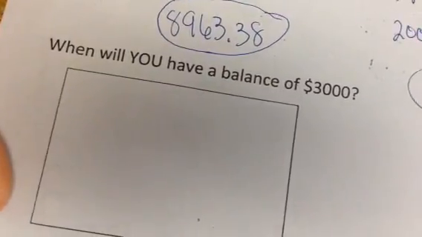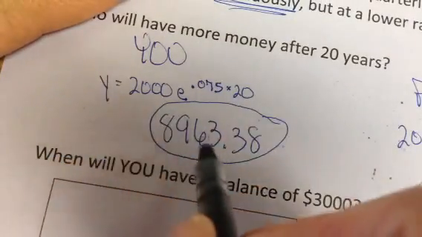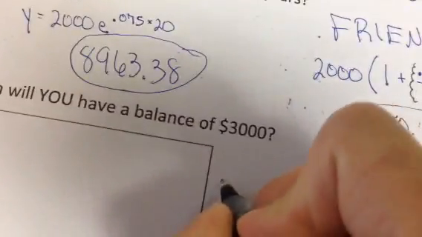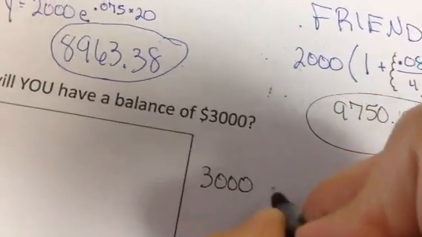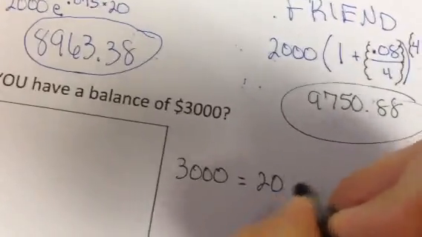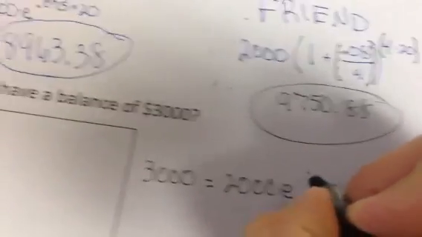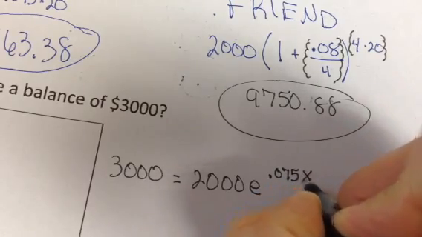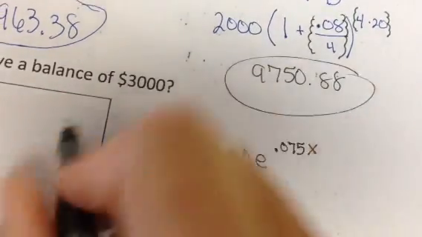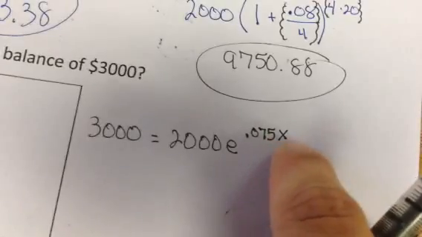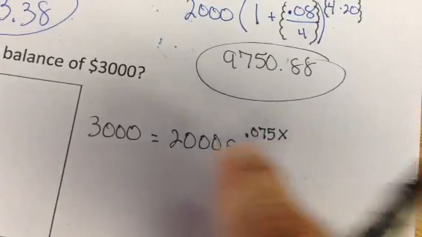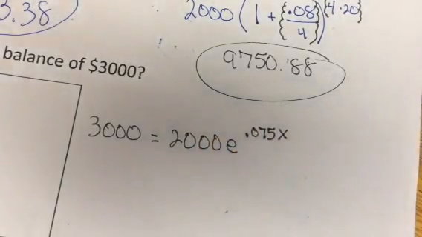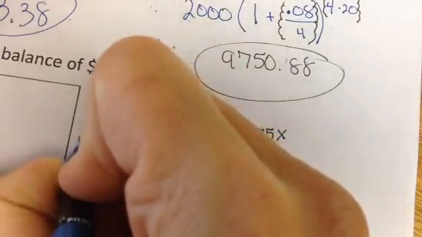All right, so when will you have a balance of $3,000? So I'm going to go back to this equation, and that 3,000 is going to go in for y. And the other side is going to be 2,000 with the e, still at that 7.5%. But now we don't know time, so we're going to put x in there. And as I told you guys the other day, we don't know how to solve for this yet. We just don't get x its own room. This can only be solved at this point with the graphing calculator.